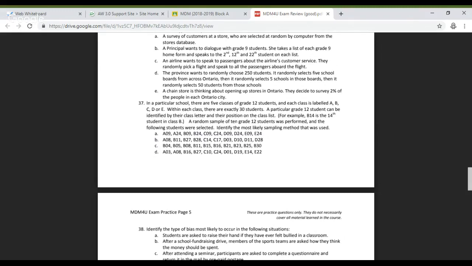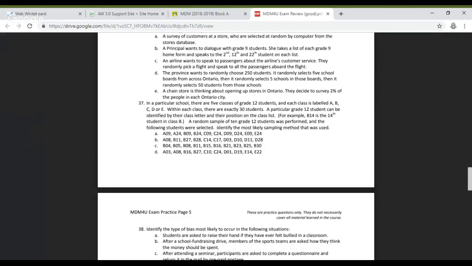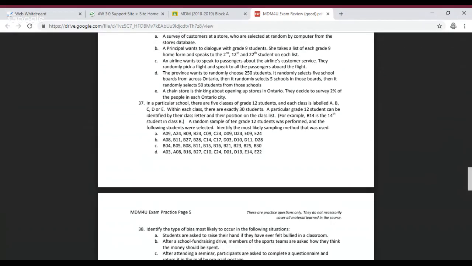In C, you'll notice they're all from B. There's only 2 ways to see a single group represented like this, either cluster, where you have to take all of them, or multi-stage. Now, clearly I did not take every kid from class B, which means that must be multi-stage. And then D, I've got 2 from A, 2 from B, 2 from C, 2 from D, 2 from E, but they're not in the same step count arrangement that A is. So I took 2 from here, 2 from here, and so on. That would be stratified because I'm taking a proportionate amount from each class.